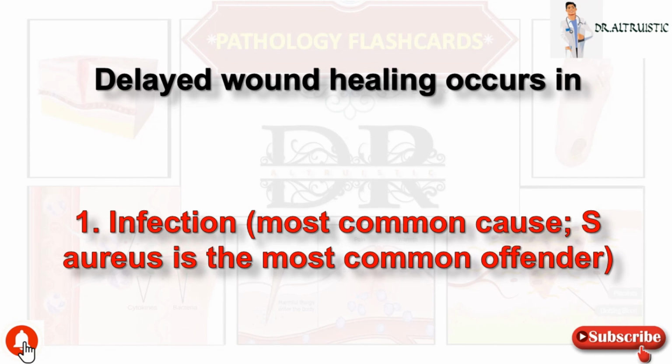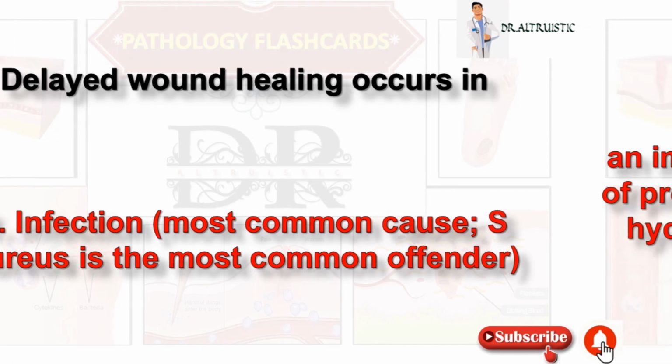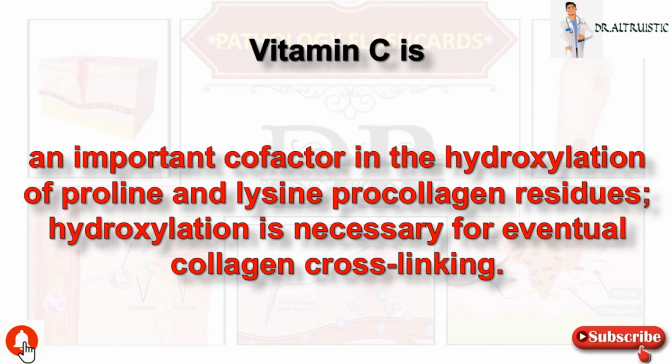Delayed wound healing occurs in 1. Infection, most common cause, S. aureus is the most common offender. Vitamin C is an important cofactor in the hydroxylation of proline and lysine procollagen residues. Hydroxylation is necessary for eventual collagen cross-linking.